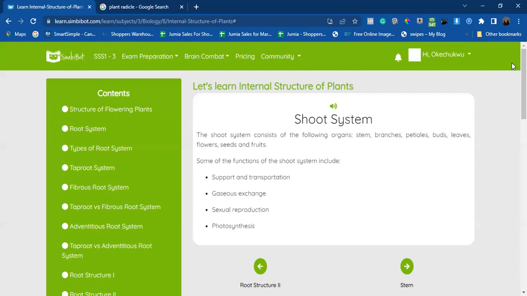So having mentioned that, are there functions? Does the shoot system have any function? Of course, yes. So looking at the leaves of plants, you would agree with me that that is the site of gaseous exchange. You know, the stomata of the leaves is the point of gaseous exchange.